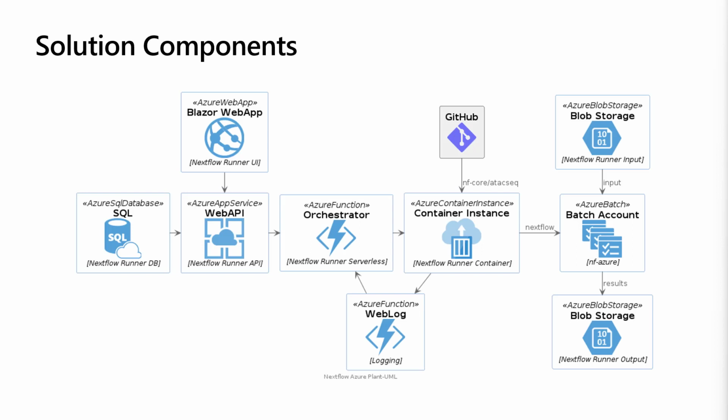Here is the solution architecture diagram. First, we have a web application written in C# Blazor WebAssembly hosted on an Azure Static Web App as our user interface. A backend .NET 6 minimal web API and database are implemented using an Azure App Service and Azure SQL. A durable Azure function orchestrates our on-demand Azure container instances. While the Nextflow process is running, telemetry is sent to a weblog endpoint implemented with an HTTP-triggered Azure function. The input data and result files are stored using Azure Blob Storage.